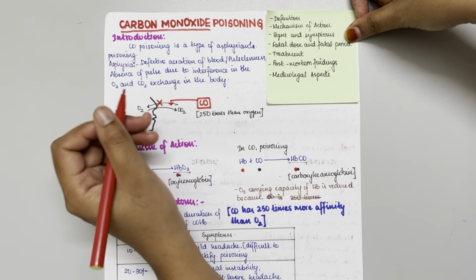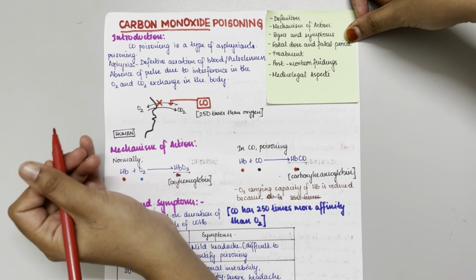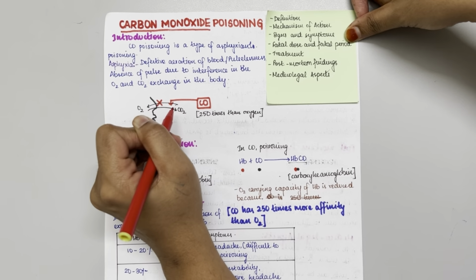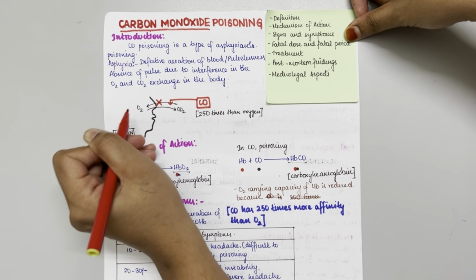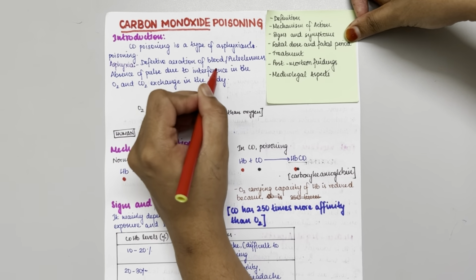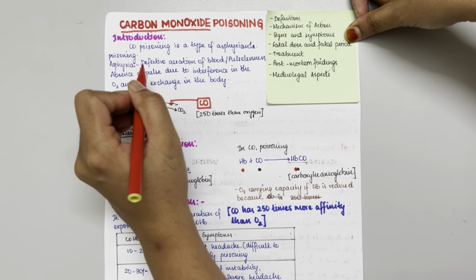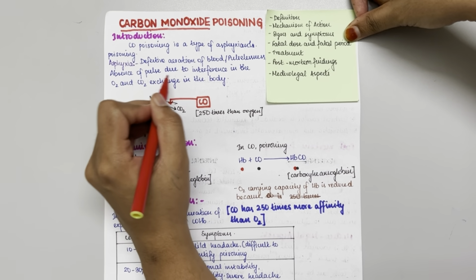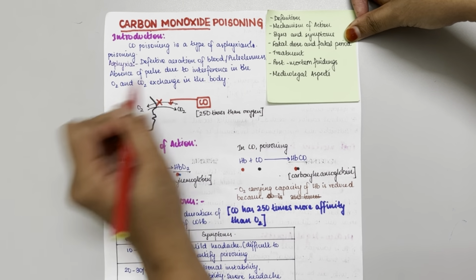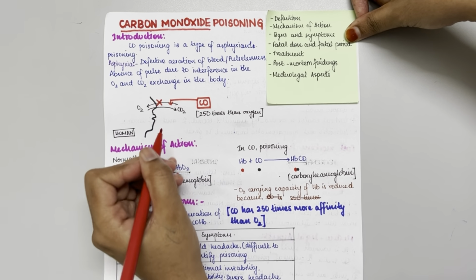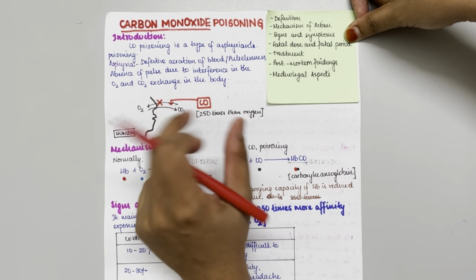So when we breathe, O2 is inhaled and CO2 is exhaled. These asphyxiants interfere with this O2 and CO2 exchange, causing pulselessness and defective aeration of blood. So asphyxia is defective aeration of blood or pulselessness, absence of pulse due to interference in the O2 and CO2 exchange in the body.